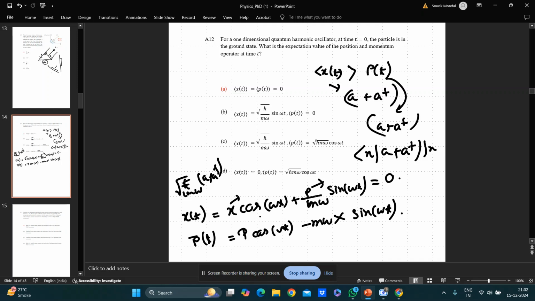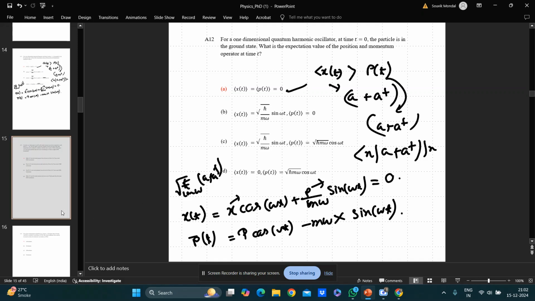So both xt and pt are combinations of a and a dagger. So the answer should be zero no matter what the combination is.